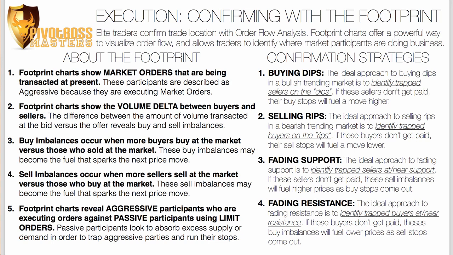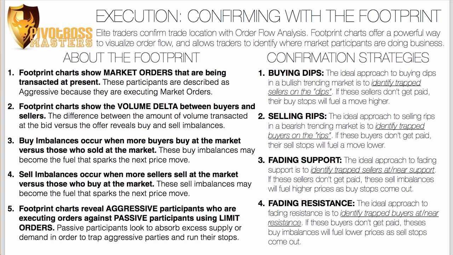Footprint charts show market orders that are being transacted at present. These are market orders. These are traders that are executing market orders. So these are labeled or described as aggressive participants. And aggressive participants are those who need to transact that order now. That's why they submit a market order, right? I want to get in now or I want to get out now. And they're transacting that market order. So they're aggressive participants. They can't wait. And a footprint chart also shows the volume delta between buyers and sellers. So this is the difference between the amount of volume that's transacted at the bid versus the offer. And that reveals buy and sell imbalances.